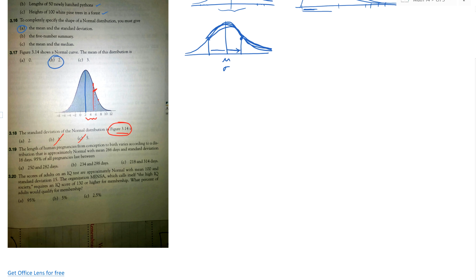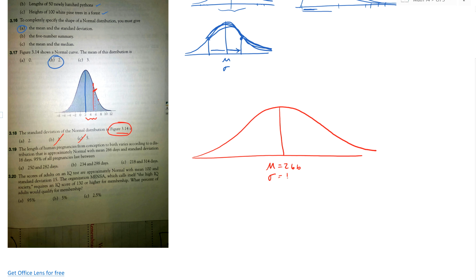Sorry. And 319 then. Length of human pregnancies from conception to birth varies according to a distribution that is approximately normal. So I'm going to draw it like this, and I know you guys on the last problem were screaming at your device, dude, that's not 314. All right, mean is 266, standard deviation is 16, and 95% last between what?